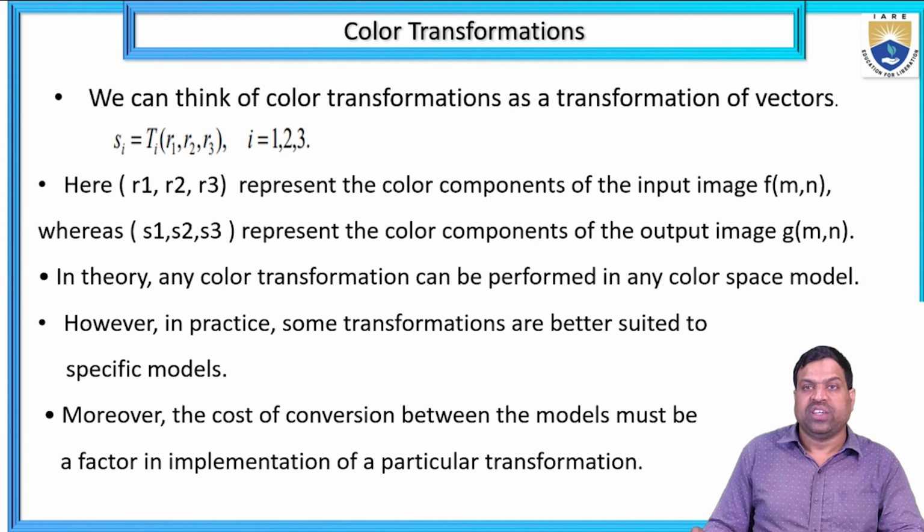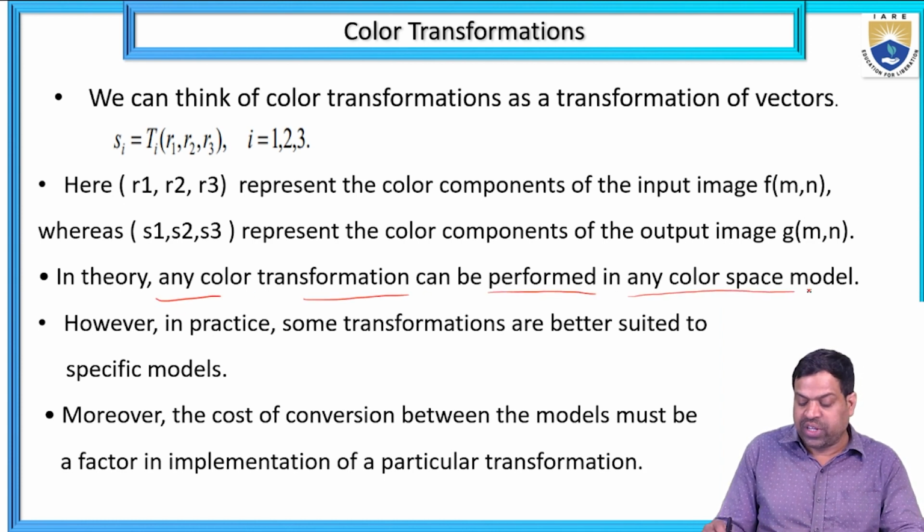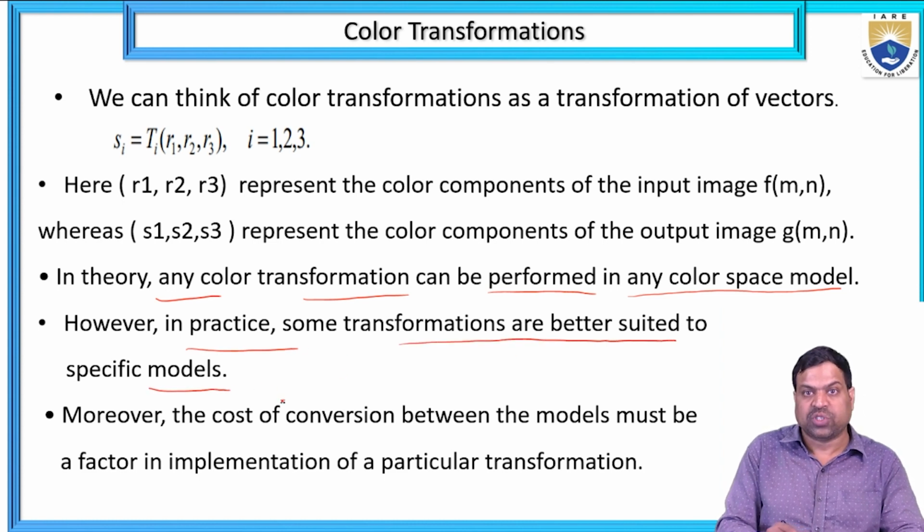But we can think of the color transformation as a transformation vector Si equal to Ti of r1, r2, r3. Here r1, r2, r3 represent the color components of the input image f of m, n. S1, S2, S3 represent the color components of the output image g of m, n. In theory, any color transformation can be performed in any color space model. In practice, some transformations are better suited to specific models. Moreover, the cost of conversion between the models must be factored into the implementation of a particular transformation.